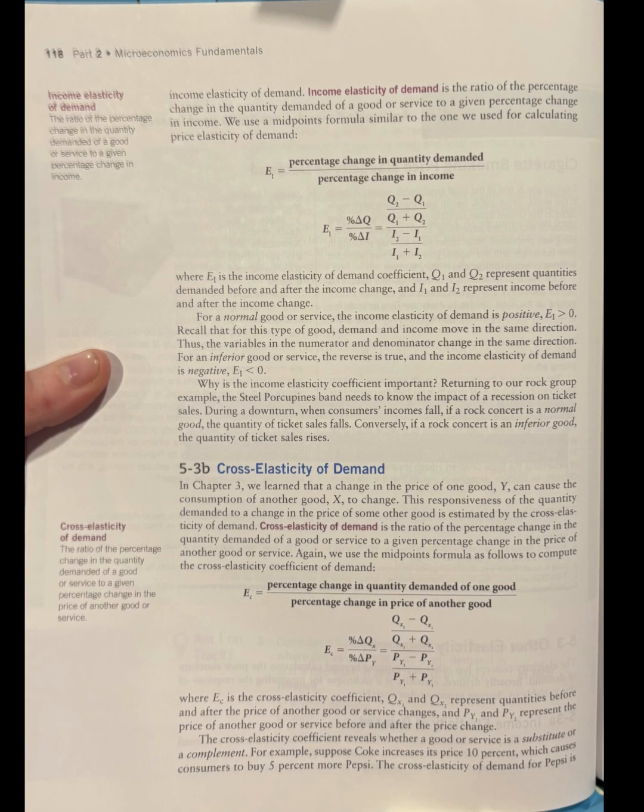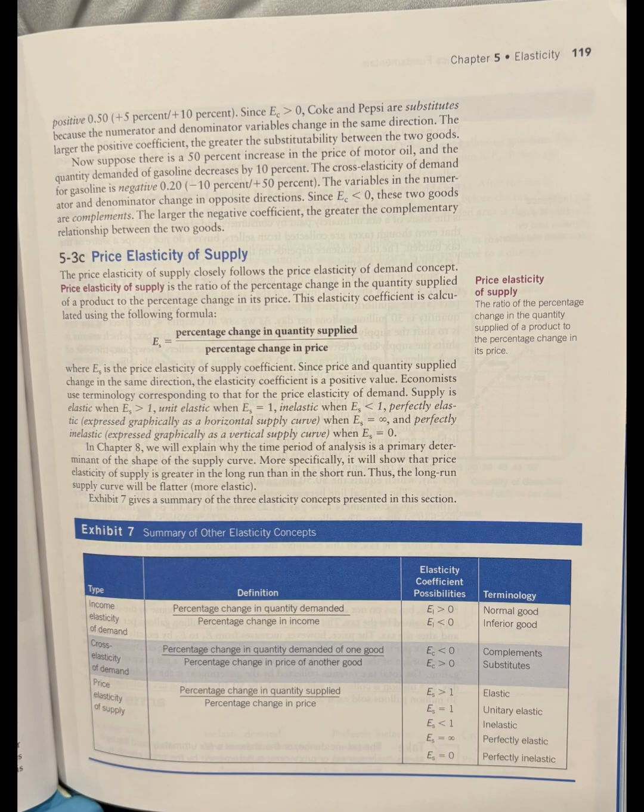For example, suppose Coke raises its price 10%, which causes consumers to buy 5% more of Pepsi. The cross elasticity of demand for Pepsi is positive 0.5, plus 5% all over plus 10%. Since EC is greater than 0, Coke and Pepsi are substitutes because the numerator and denominator variables change in the same direction. The larger the positive coefficient, the greater the substitutability between the two goods.